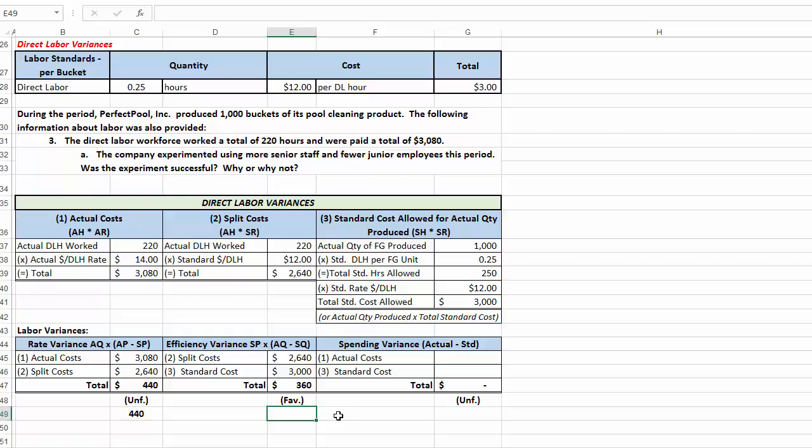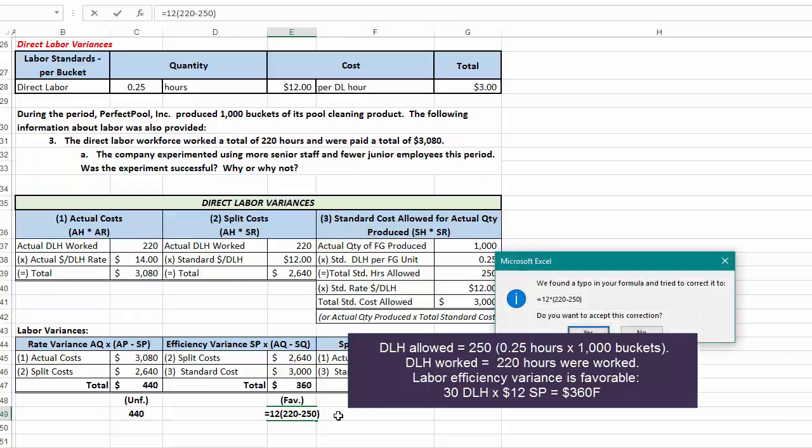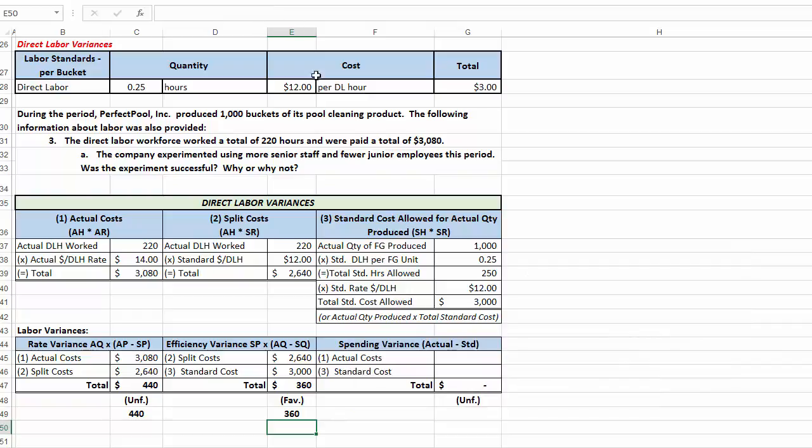So let's go ahead and do that. The standard price was $12 an hour, and we actually worked 220 hours, and we should have worked 250 hours. We were allowed to work 250 hours. Okay, $360 favorable variance in this case.